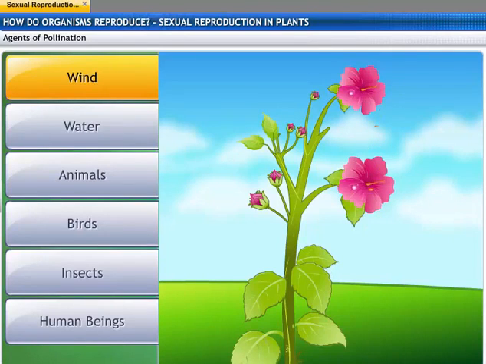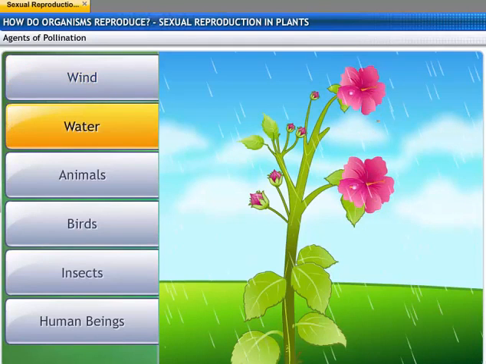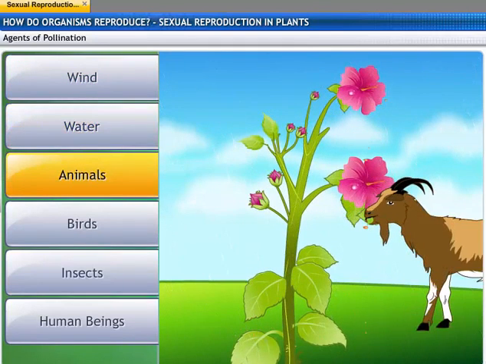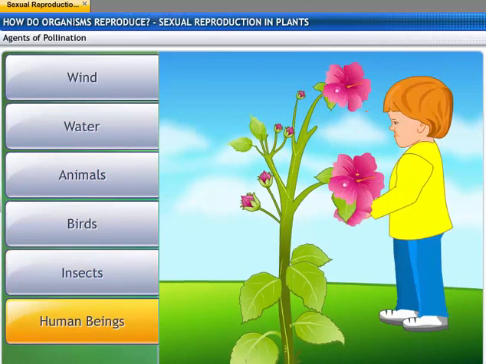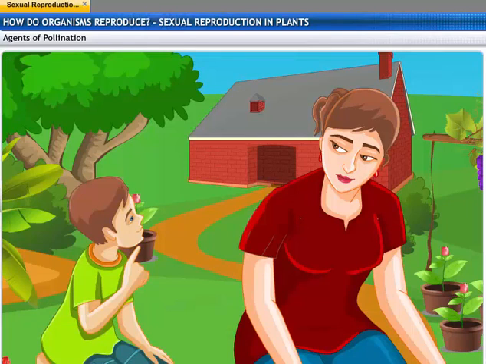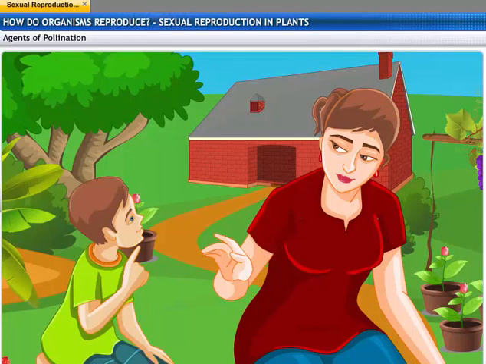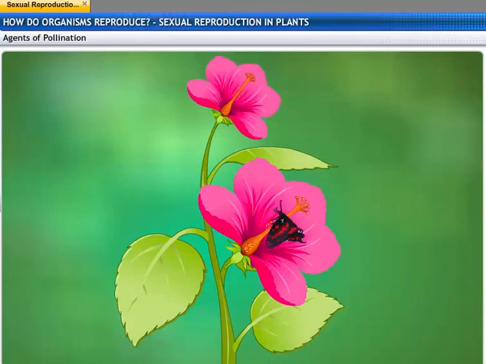Through agents like wind, water, animals, birds, insects, and of course, human beings. Human beings like me? Yes, you could be an agent too. See that butterfly sitting on the flower? Butterflies often take these pollen grains to the female reproductive part or the carpel of another flower.